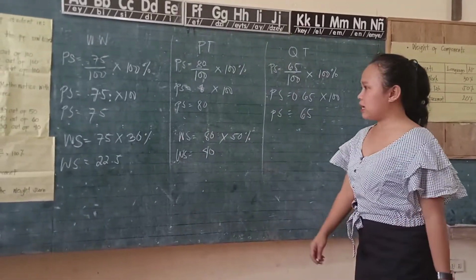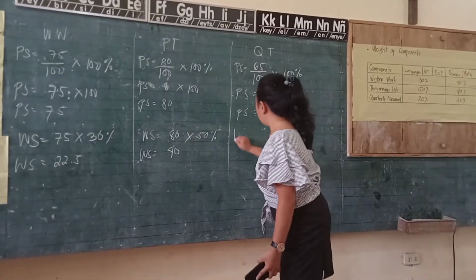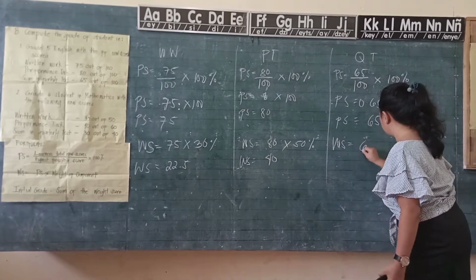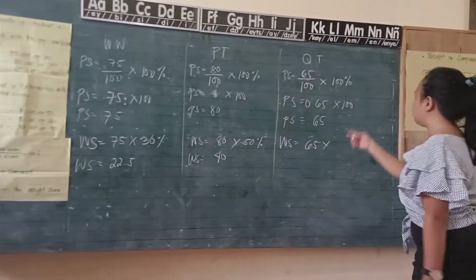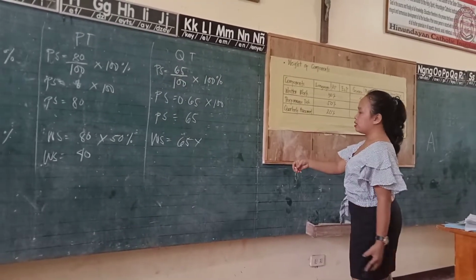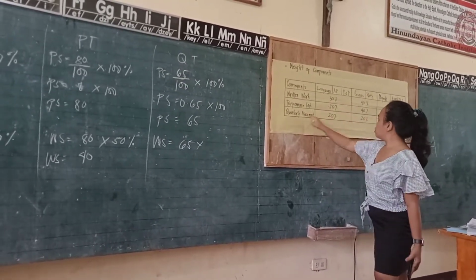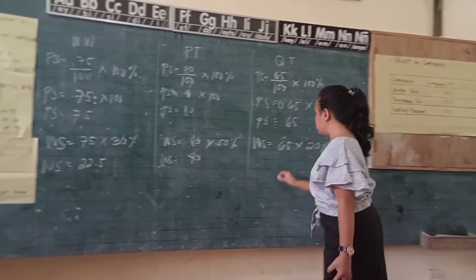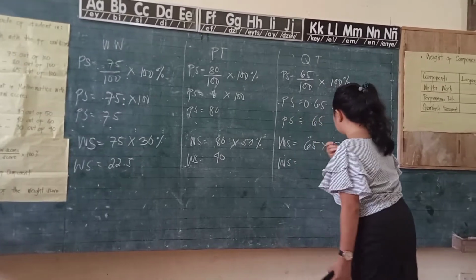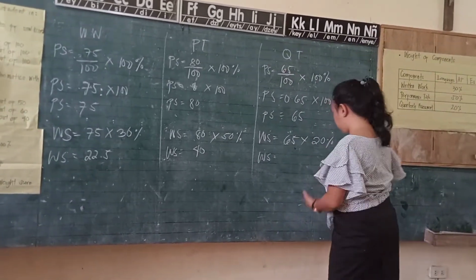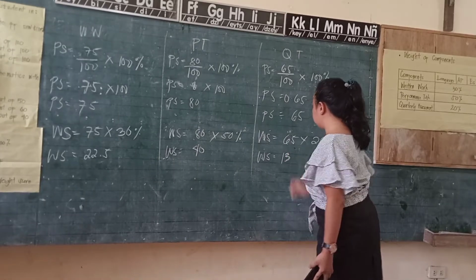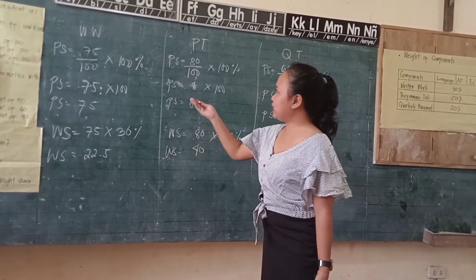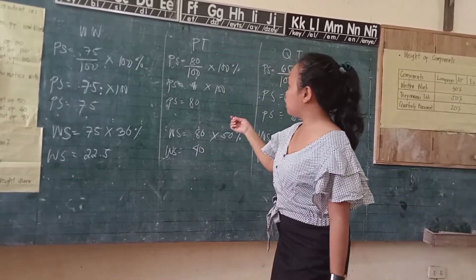Next is the quarterly task. The weighted score is the percentage score, 65, times the weight component for English in the quarterly task, which is 20% or 0.20. So 65 times 0.20 is equal to 13. So we already have the weighted score and the percentage score.